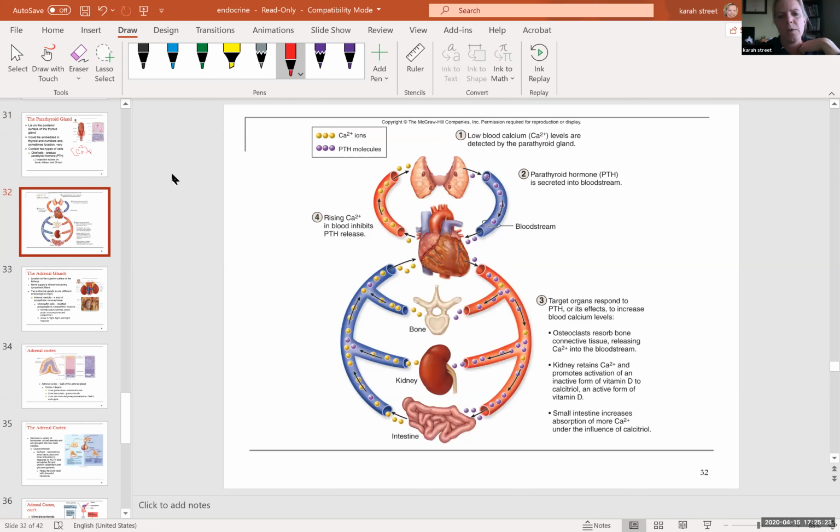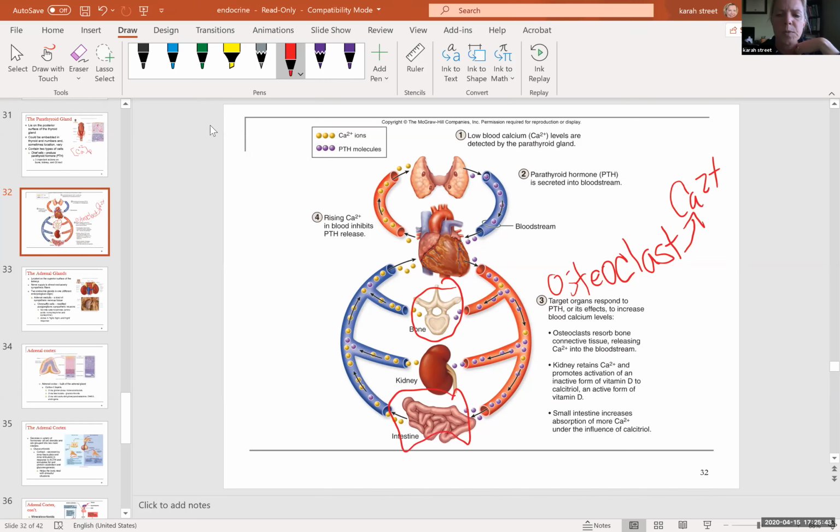What cells in the body respond to parathyroid hormone? What are the target cells? Bone, so osteoclasts will chew up the bone matrix and release more calcium into the blood. Your digestive system will absorb more calcium from your diet, and your kidneys will make sure that they don't release calcium in the urine. So they basically are going to reabsorb any calcium that got filtered so that it doesn't end up in your urine. Those are the three targets.